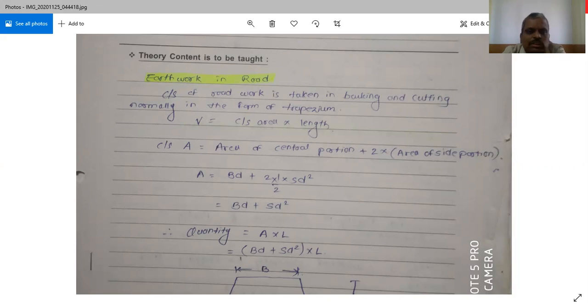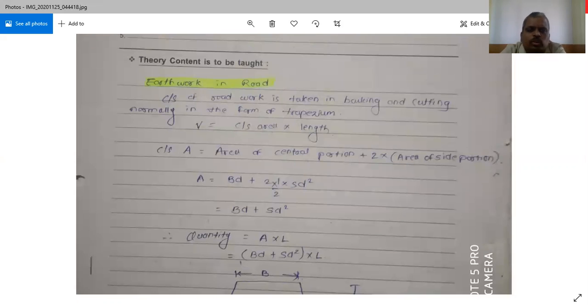So what it is actually, cross section of road is taken in banking and cutting normally in the form of trapezoidal. If you understand the hydraulics, the most economic is trapezoidal. In the same way, while constructing the road, you have to go for the trapezoidal section, because if you see the section of the road, it is always trapezoidal. Okay, so how to calculate the volume of this trapezoid?